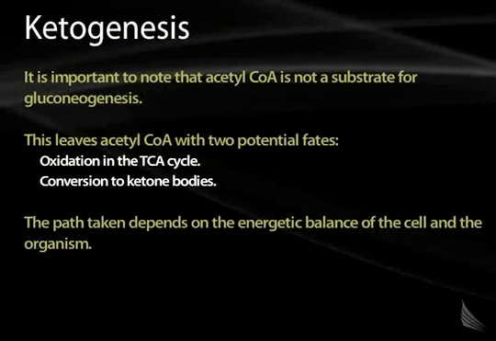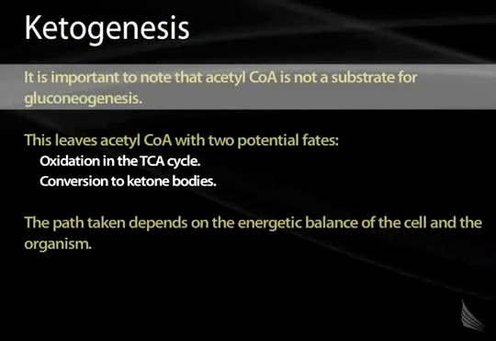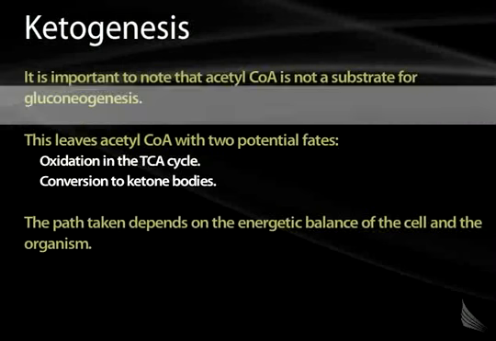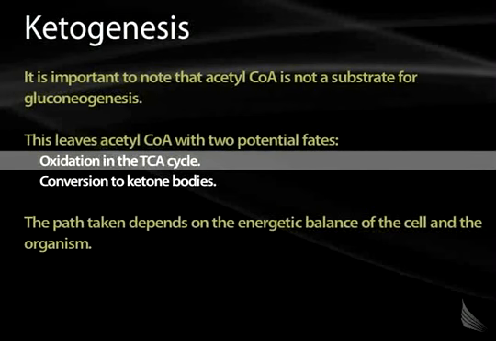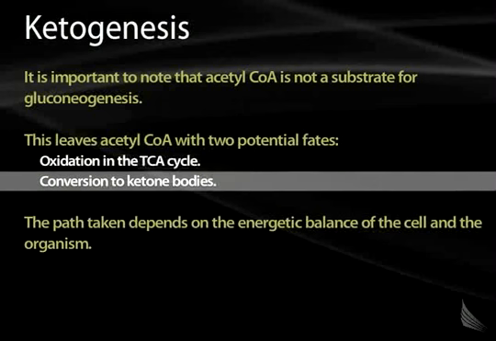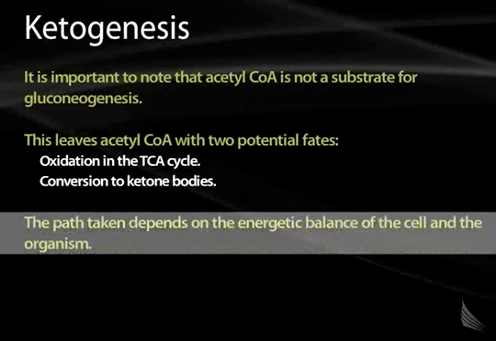Now, one of the things that we learned about acetyl-CoA before was that acetyl-CoA is not a substrate for gluconeogenesis. Remember that pyruvate dehydrogenase, the process by which we convert pyruvate to acetyl-CoA, is not a reversible reaction. So acetyl-CoA cannot be used to make more glucose. So the only things that we can do with acetyl-CoA are basically 2 things. One, we can oxidize it in the TCA cycle. Number 2, we can convert it to ketone bodies. And the path that's taken depends upon the energetic balance of the cell and the organism at the time.